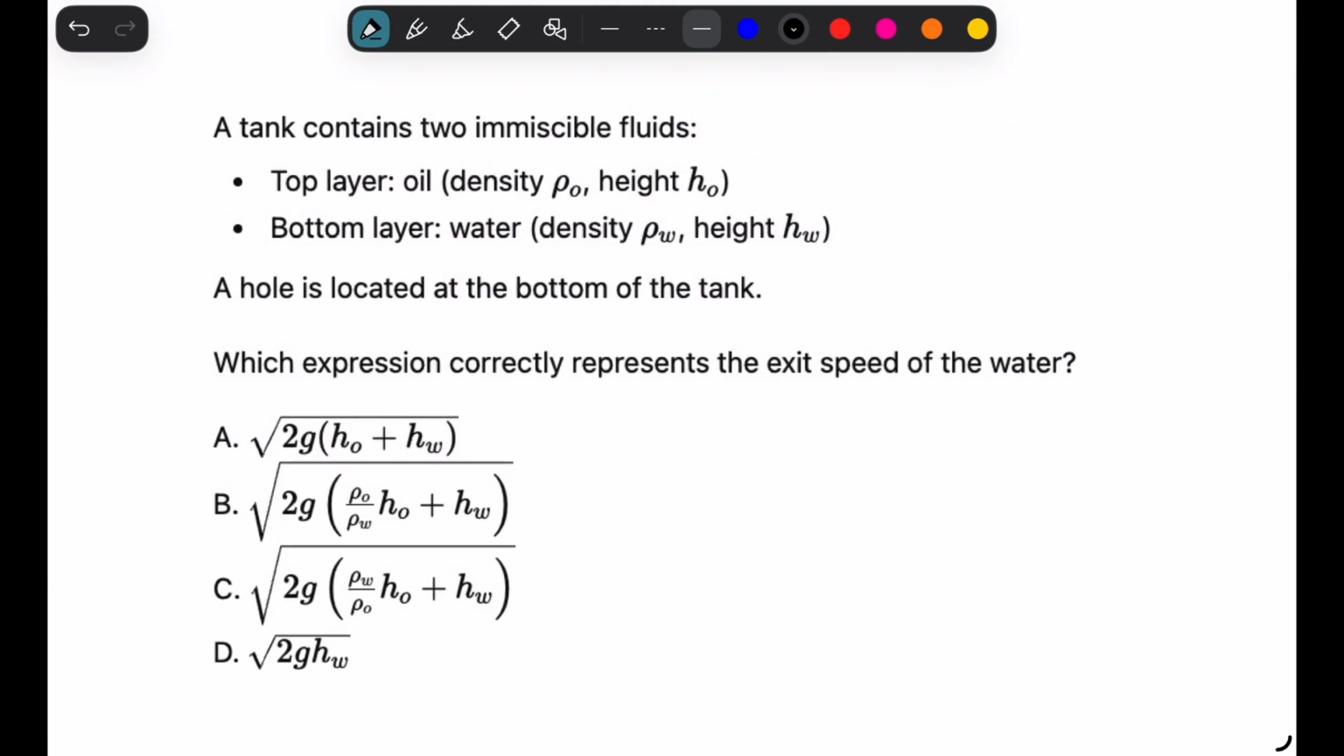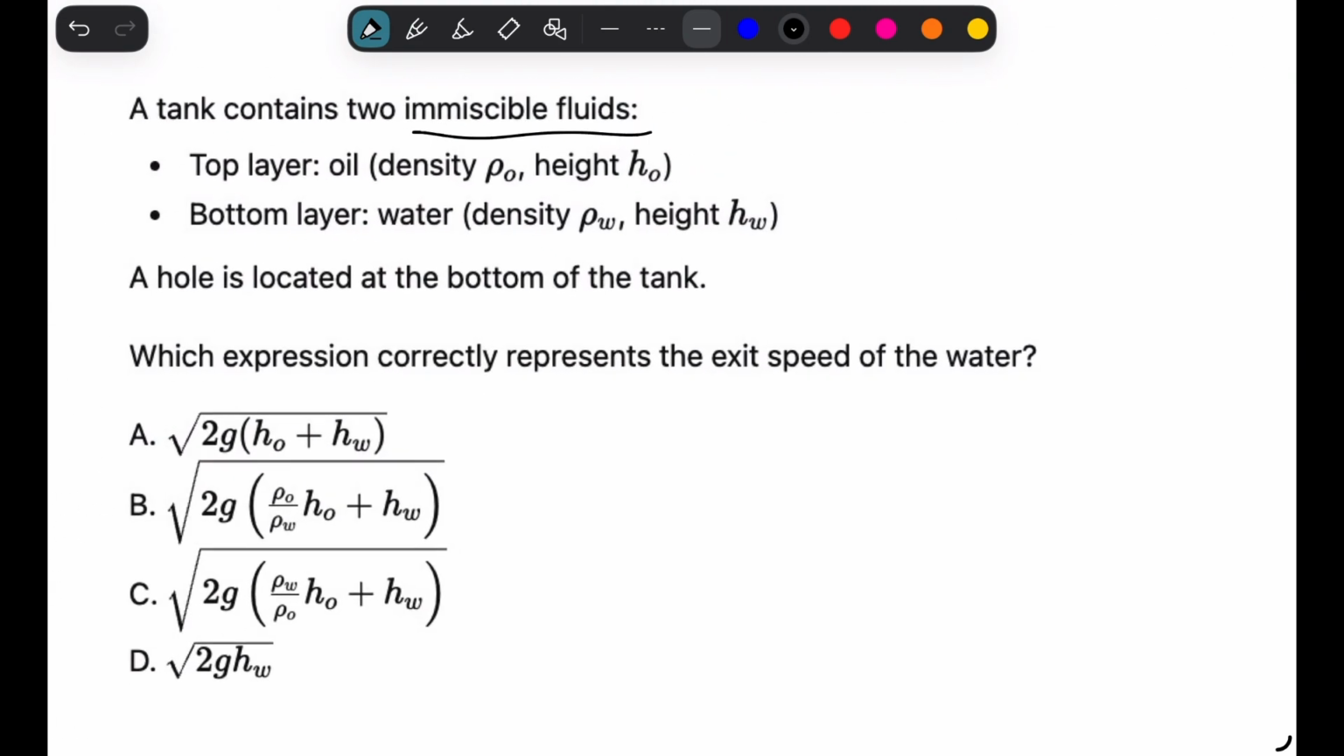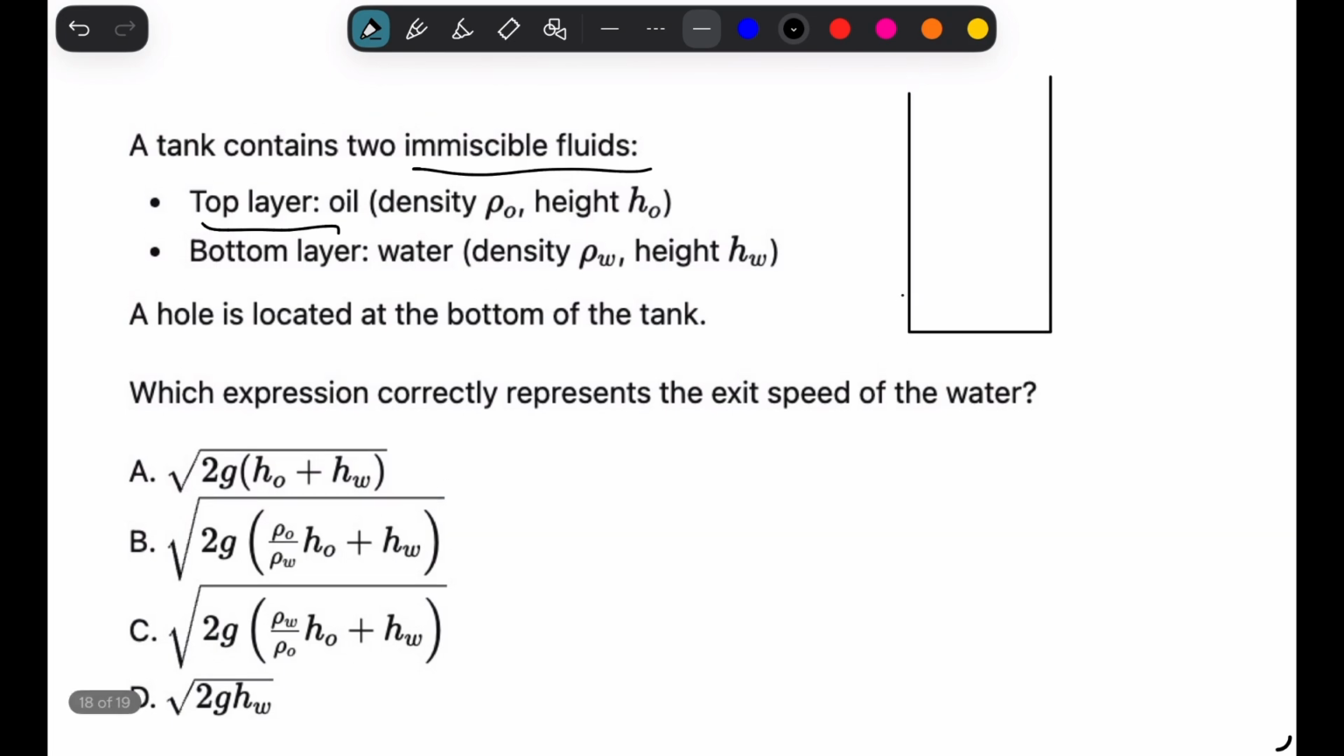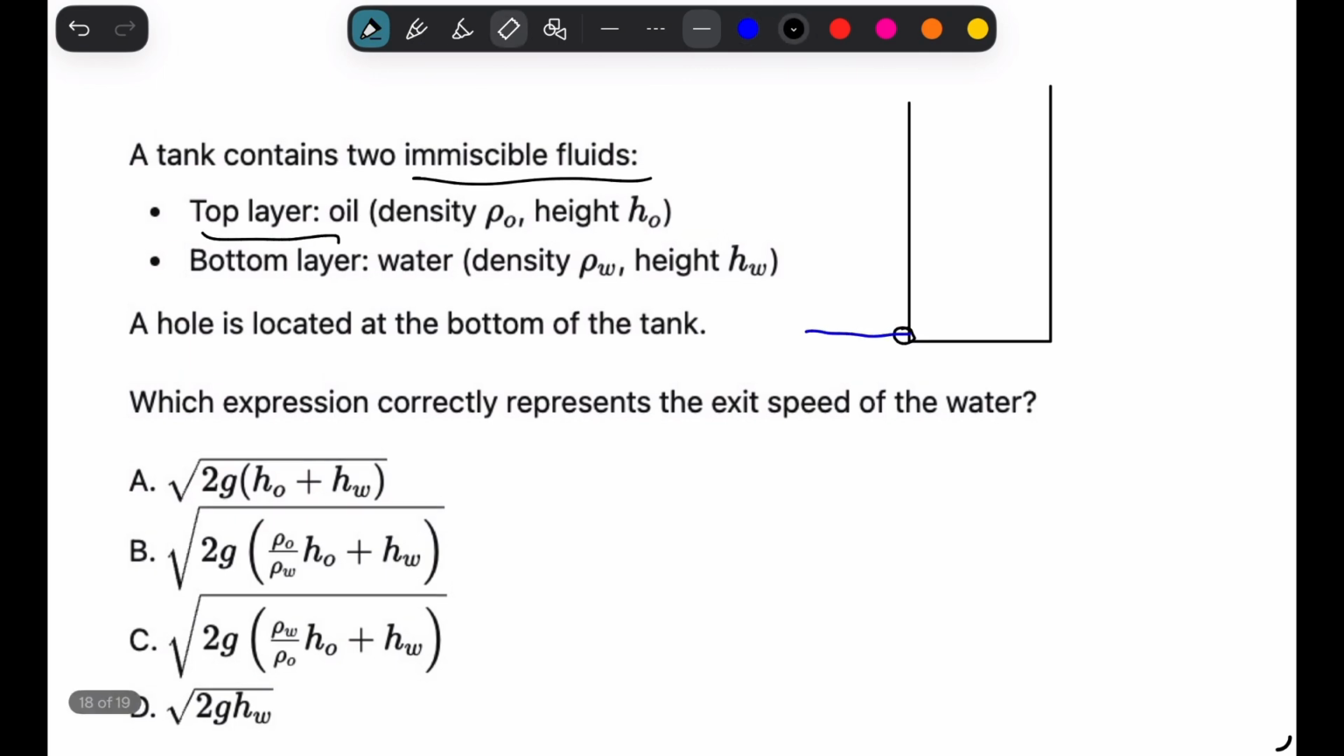Now for our next question, we have 2 immiscible fluids. On the top, we are going to have oil. At the bottom, you have water, and a hole is located at the bottom of the tank. So here. Down here is your oil. Up here will be your water. So immiscible means non-mixing.